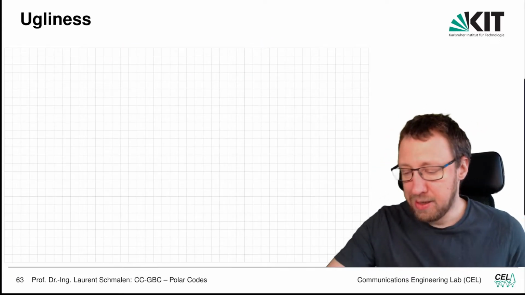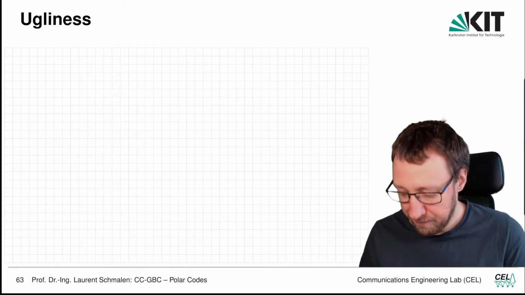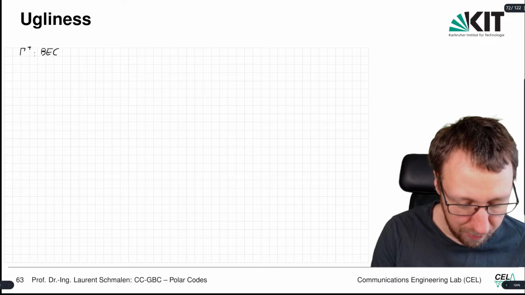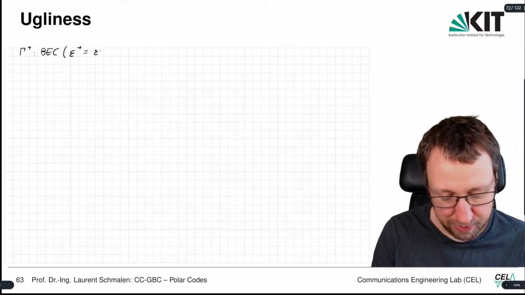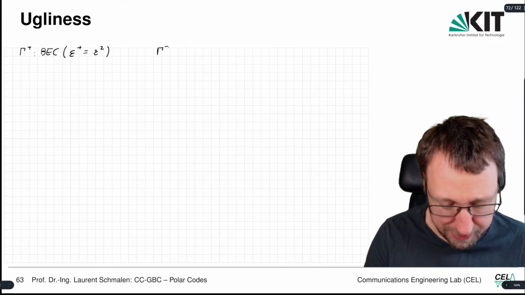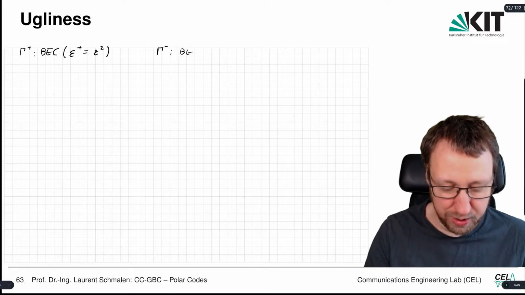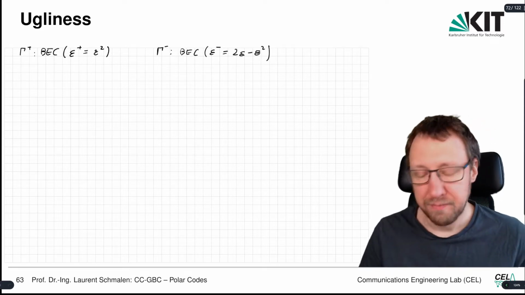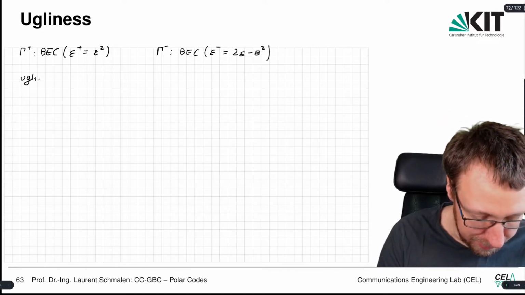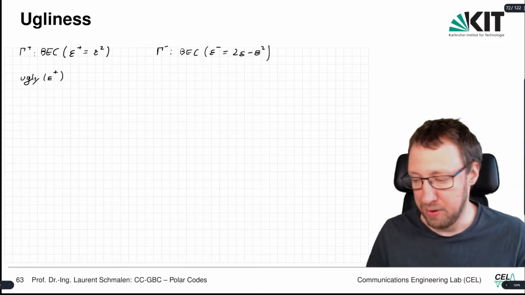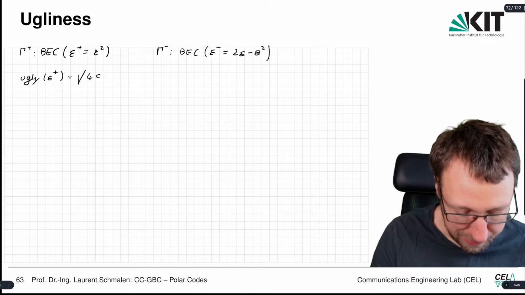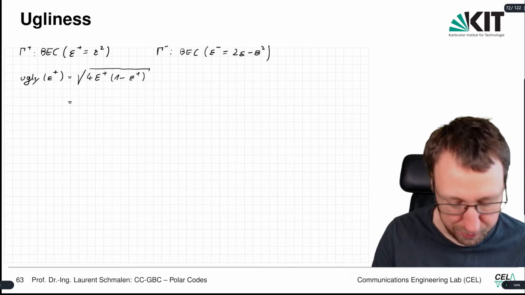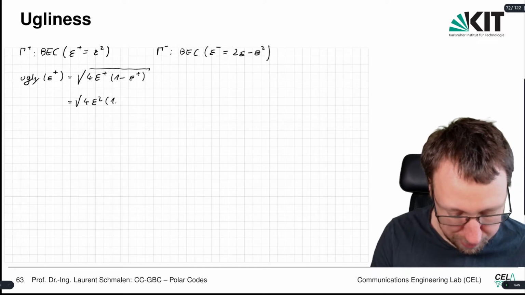Regarding the ugliness, we can calculate the ugliness of our equivalent channels. Recall we have the equivalent channel gamma plus, a binary erasure channel with epsilon plus equal to epsilon squared, and a channel gamma minus, a binary erasure channel with erasure probability epsilon minus equal to 2 epsilon minus epsilon squared. Now we calculate the ugliness of the channel gamma plus. The ugliness of epsilon plus is the square root of 4 times epsilon plus times 1 minus epsilon plus. Then we just insert epsilon plus, so this is 4 times epsilon squared times 1 minus epsilon squared.